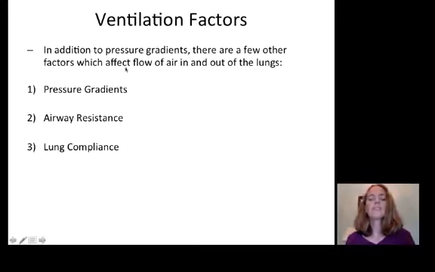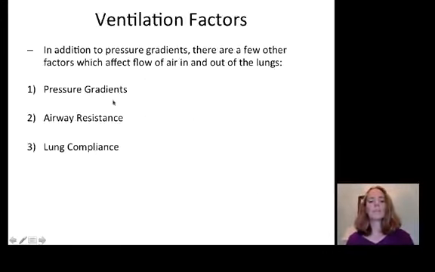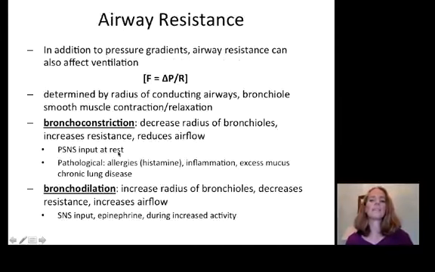So the factors for ventilation are the pressure gradients, which we have just gone through. There is also how much resistance you have in the airways, or opposition to airflow, and how much the lungs are elastic, which is compliance. So we just spent some time on pressure gradients. The pressure gradients ensure ventilation. And now we're going to talk about resistance and compliance.